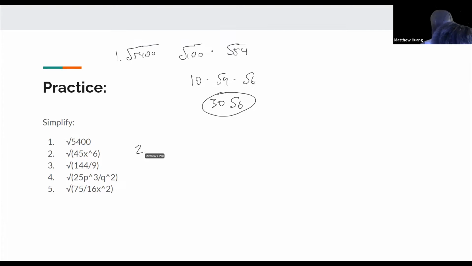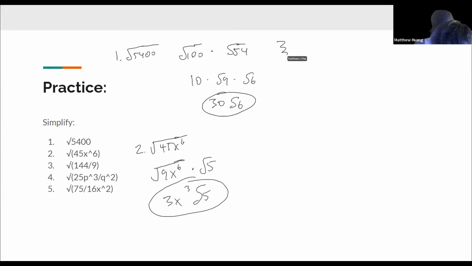Number 2 is root 45x to the power of 6. For this one, 45, the coefficient, is not a perfect square itself, so we can factor something out of it. We have x to the power of 6, which we can always divide by 2 because of the square root. So we're going to try to get 9 and factor out 5. This turns into root 9x to the 6th times root 5. And when you take the square root of it, it just turns into 3x cubed root 5. So that'd be the answer for number 2.